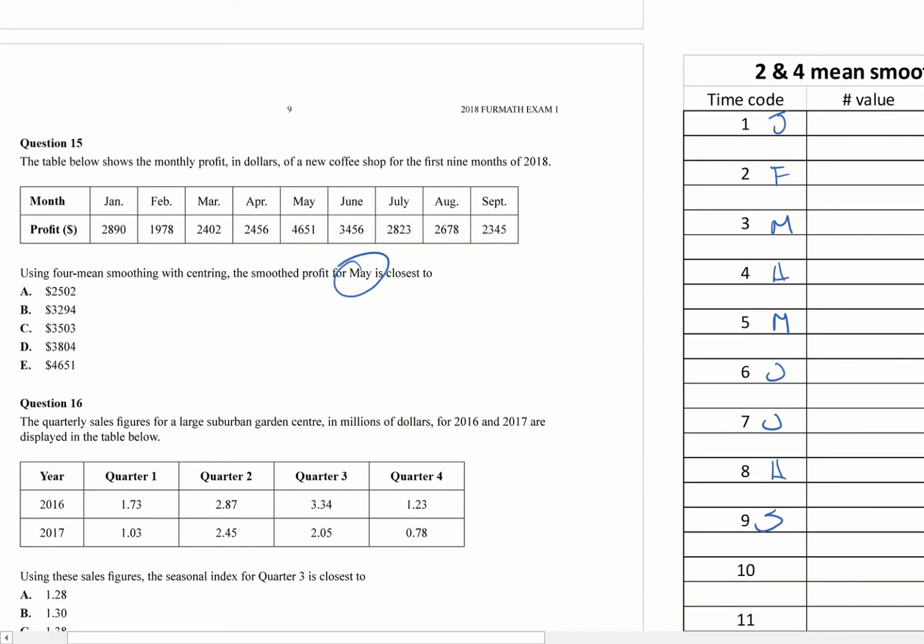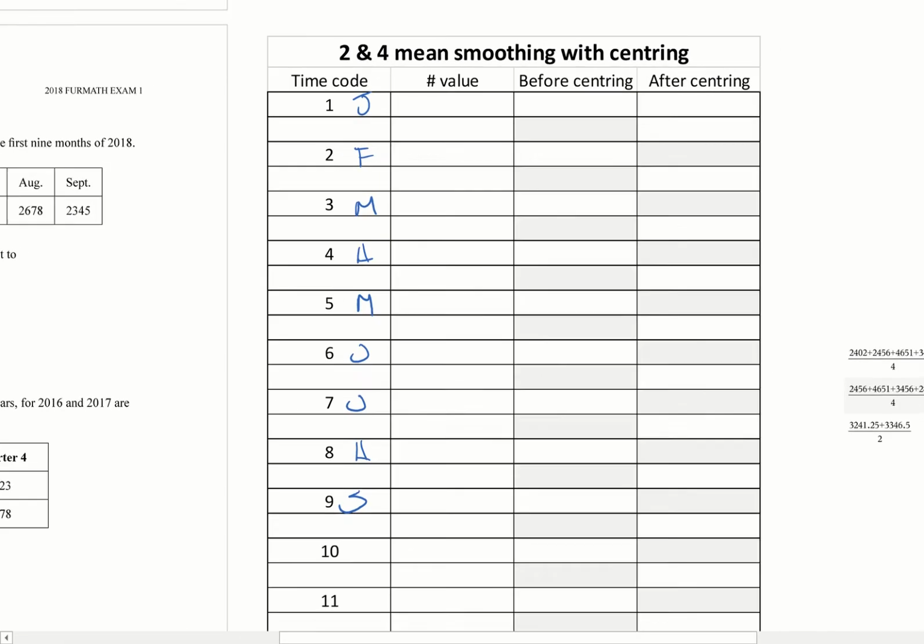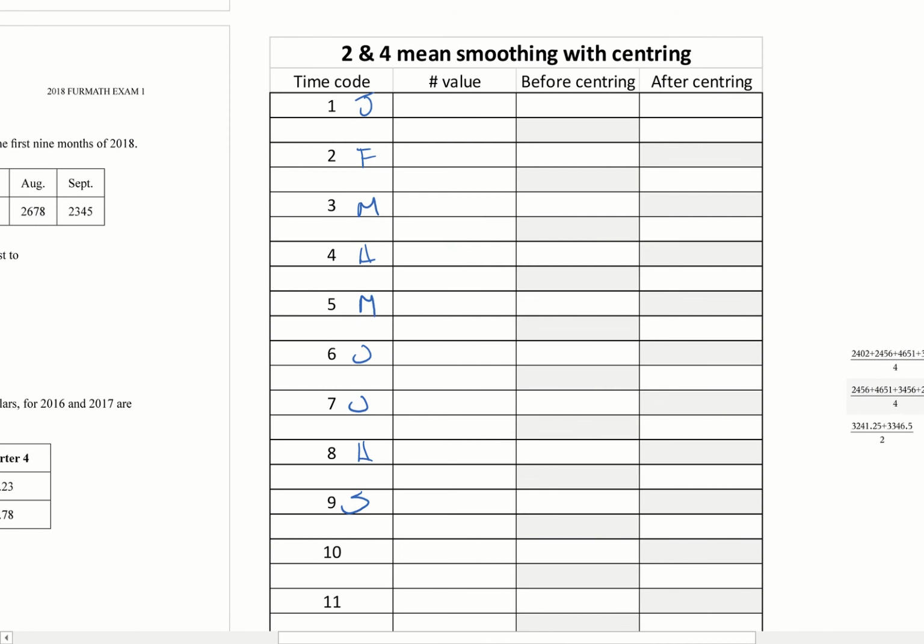So I'm after the centered one for May. The centered one for May is basically going to be this one here. Okay. I'm just going to change colors a couple of times so you can see what I'm doing. This one means I need to get these two values. That means to get, and here I'm going to do a bit of highlighter.